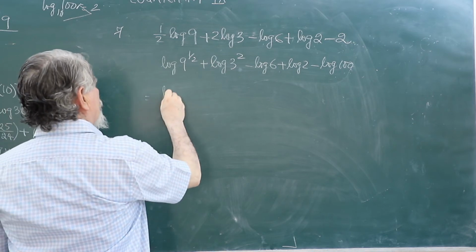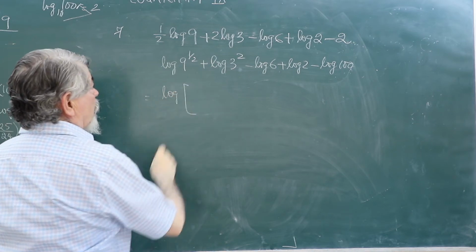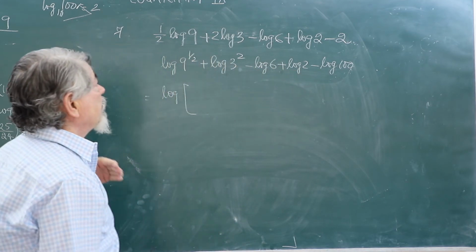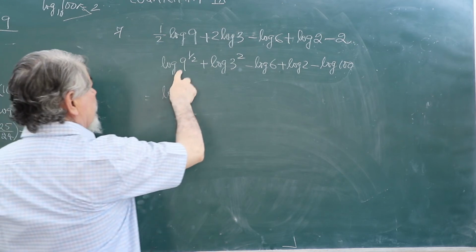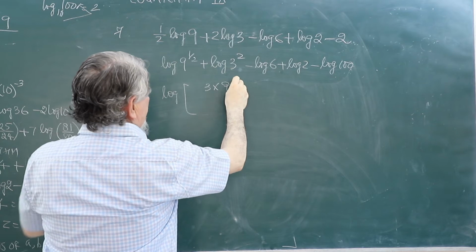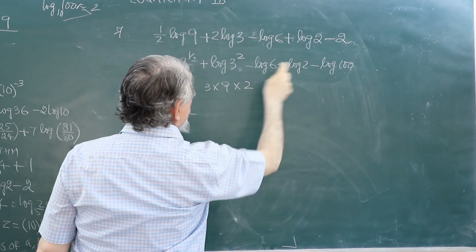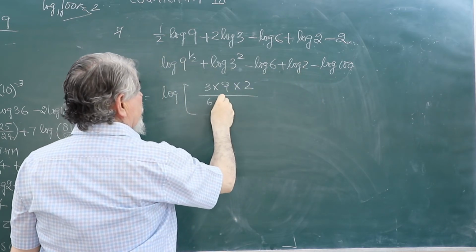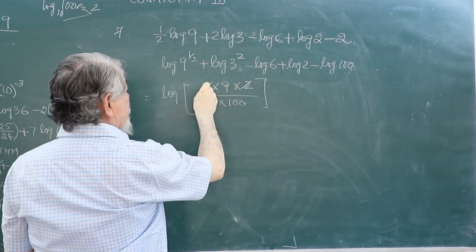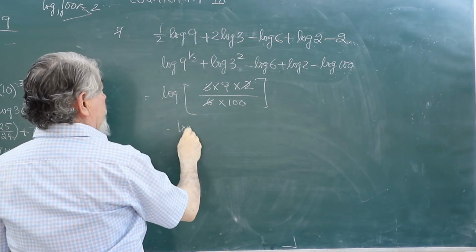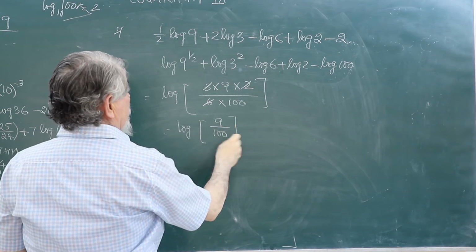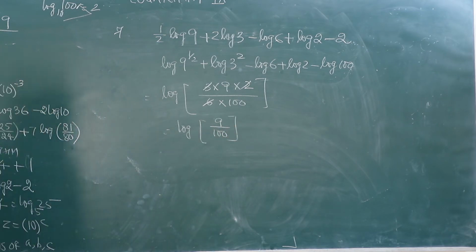So now let us apply the laws. Addition will convert into multiplication. 9 to the power half is 3, 3 to the power 2 is 9, into 2. And what is minus will come down, that is 6 upon 100. So it will become what? 6 will cancel, log 9 upon 100 it will be.